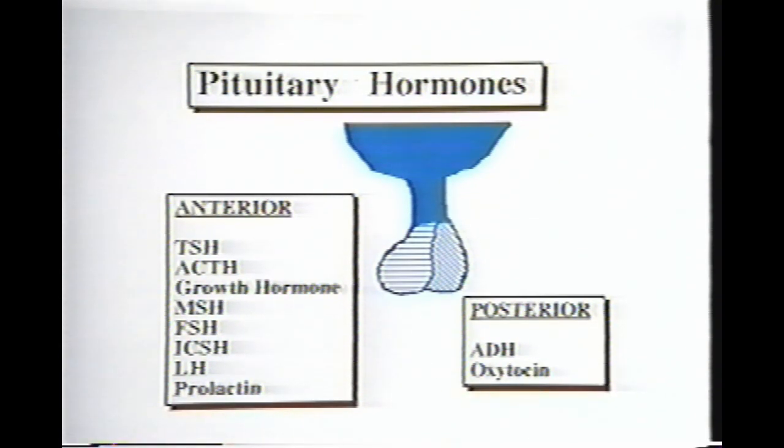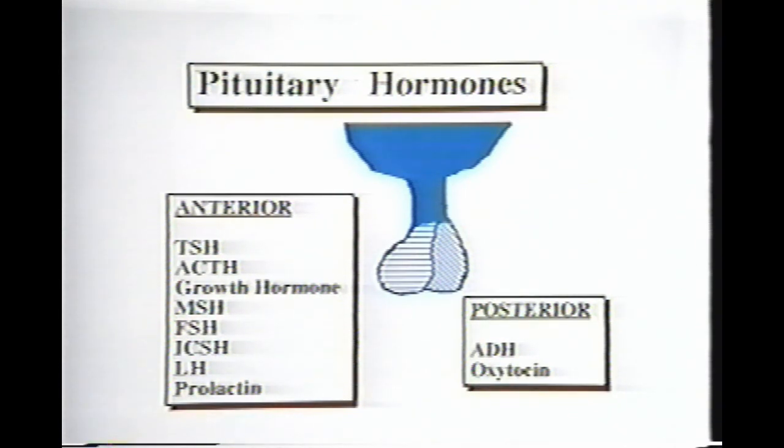Antidiuretic hormone, sometimes known as vasopressin, says to the kidneys, hold on to sodium and water. It's very important. You can't live without antidiuretic hormone. Oxytocin we think of predominantly when we think of labor process, because it stimulates uterine contractions.